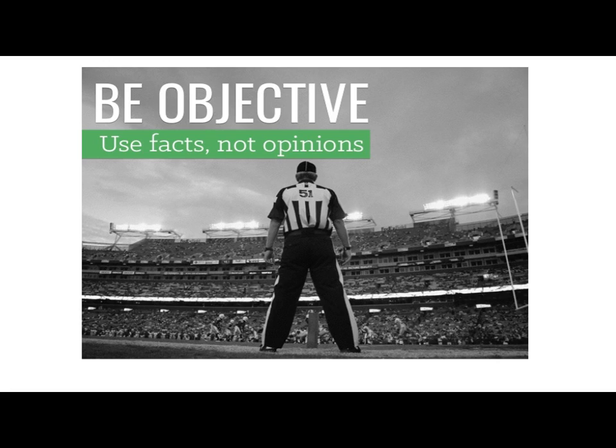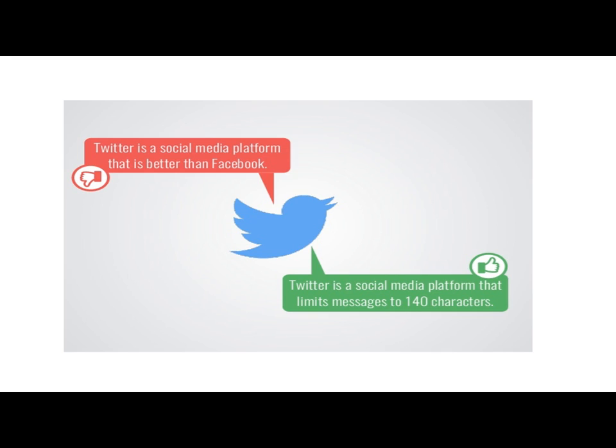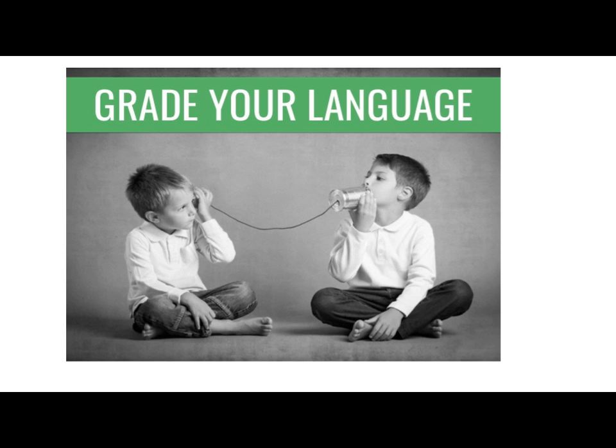Next step, be objective. Here you have to use facts, not your own opinions. Here, green color is the correct answer, red color is the wrong answer. Twitter is a social media platform that limits messages to 140 characters.